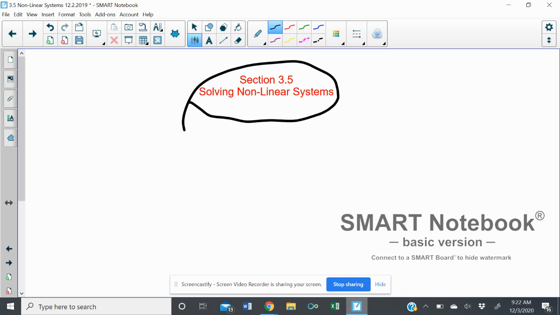I separated it. So we are going to talk about today solving nonlinear systems. And this is section 3.5 in your book. Okay, so we are going to go ahead.